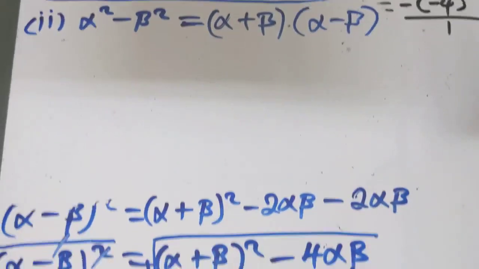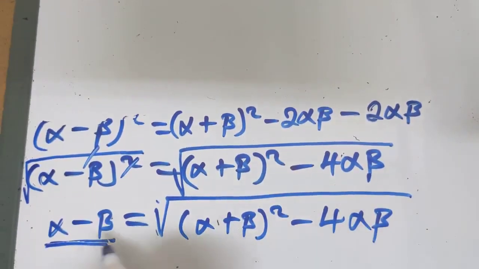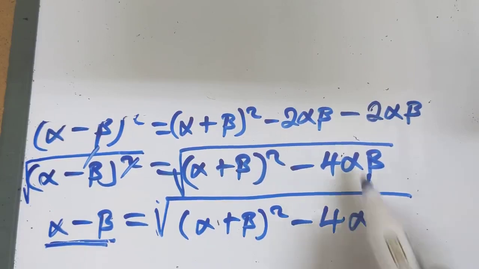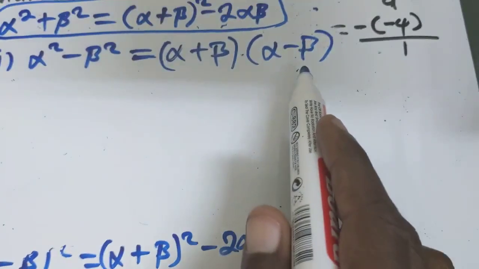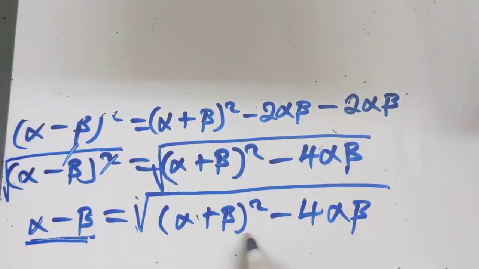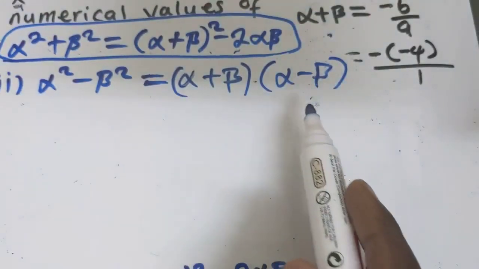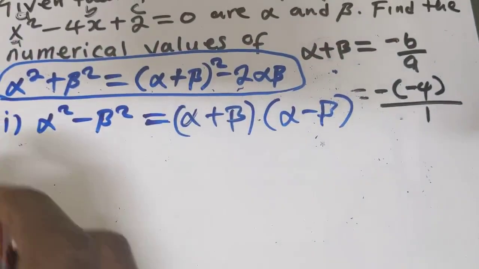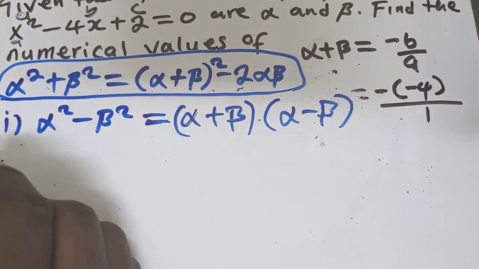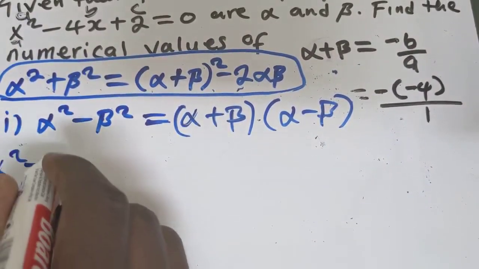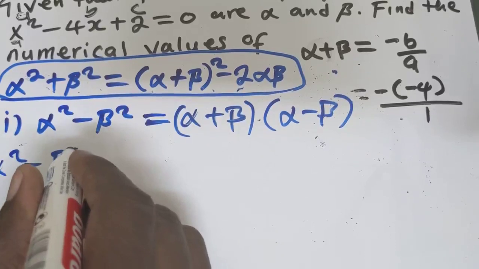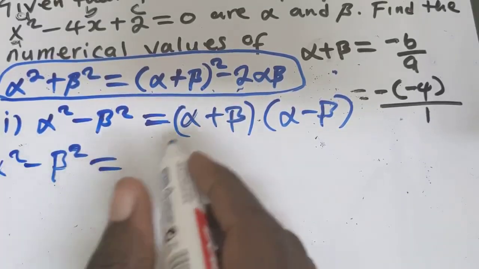The formula for this one, we had already found it. It is right here. So we're just going to replace the formula for this one there. So we'll say this is alpha to the power 2 minus beta to the power 2 is equal to this.